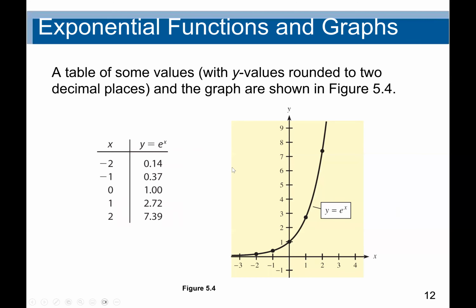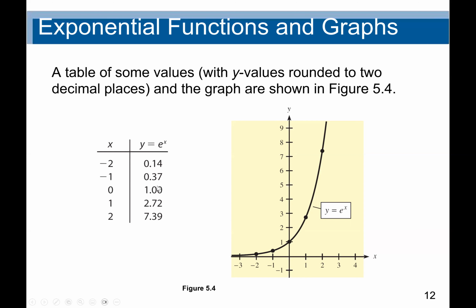So here our question says we should graph the function y equal to e to the power x. Again, we may choose any interval for x. Here we chose -2 to +2. So when x is -2, y will be e to the power -2. When we use our calculator, we will get 0.14. Now, e to the power -1 will be 0.37. e to the power 0, again, anything raised to the power 0 is 1. Then e to the power 1, to 2 decimal places, will be 2.72. Then e raised to the power 2 will give us 7.39.